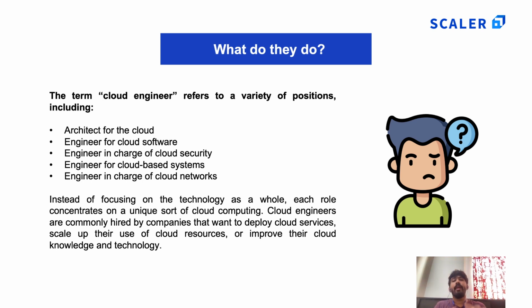You might be creating architectures on the cloud for applications given by the company. You can engineer for cloud software, that is, creating applications which are going to be hosted on the cloud. Cloud security: you are in charge of your company's cloud computing security. Cloud-based systems: you are in charge of your company's cloud-based systems which are already in place, and you are there to maintain and manage them.